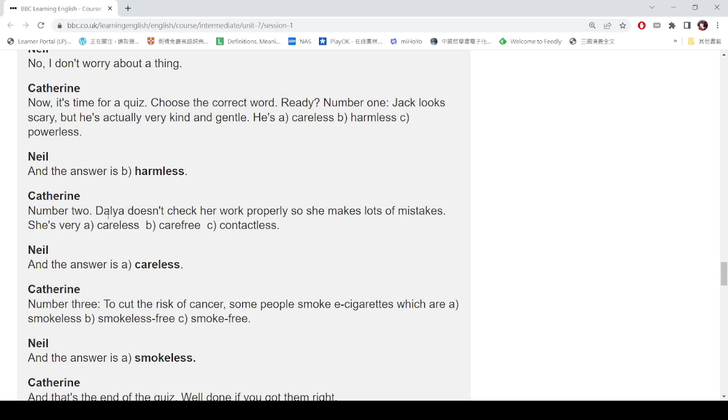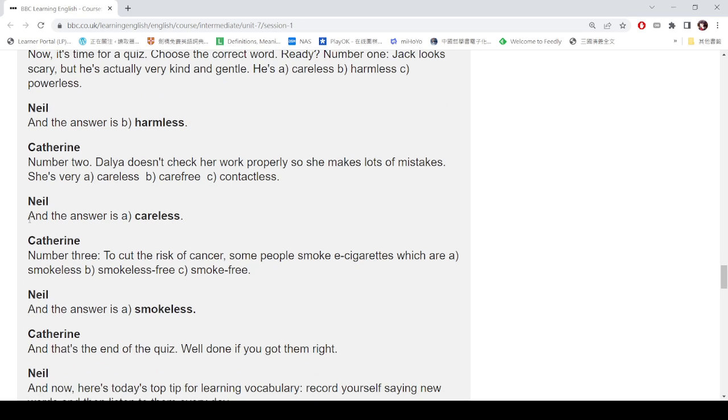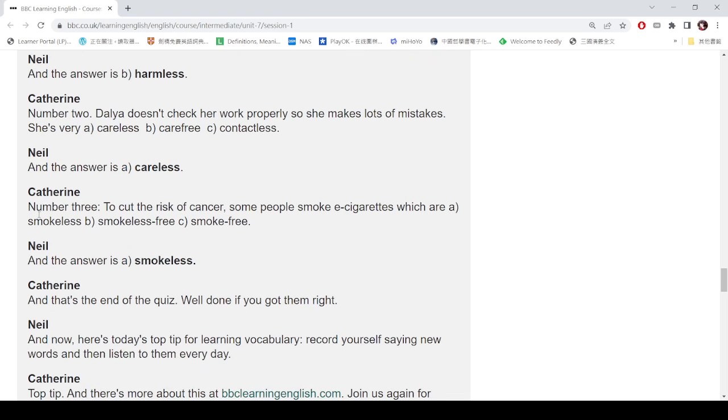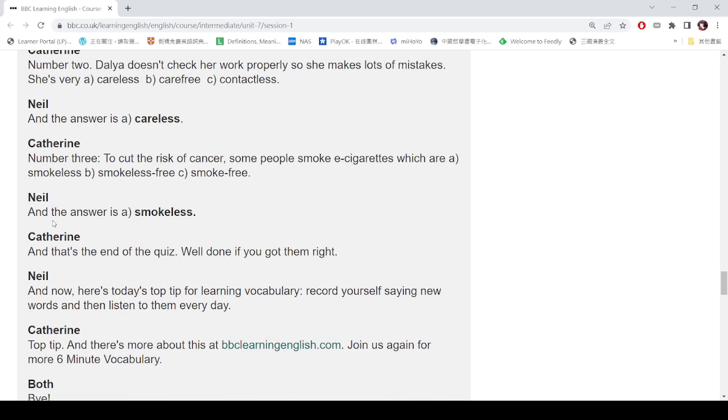Number 2. Diana doesn't check her work properly, so she makes lots of mistakes. She is very A. Careless, B. Carefree, C. Contentless. And the answer is A, careless. Number 3. To cut the risk of cancer, some people smoke e-cigarettes which are A. Smokeless, B. Smokeless free, C. Smoke free. And the answer is A, smokeless.